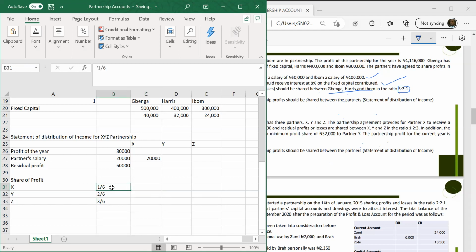So if this is 1/6, what will be the share of profit for X? 10,000. Motunaya, why is your mic so low tonight? I'm using my phone, that is why. Okay, I can hardly hear you.